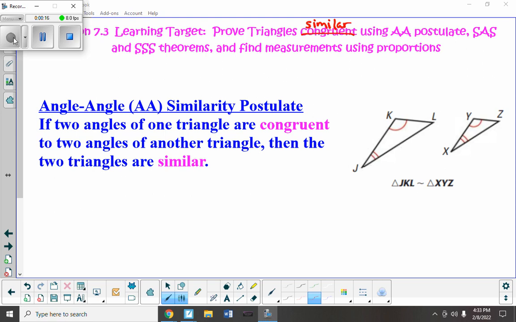So the first one we're going to talk about is the AA similarity postulate, and that says if two angles of one triangle are congruent to two angles of another triangle, then the two triangles are similar. So this is a shortcut way to prove that two triangles are similar. Like in the example here, angle K is congruent to angle Y, and angle J is congruent to angle X. So from that, we can say that the triangles are similar.